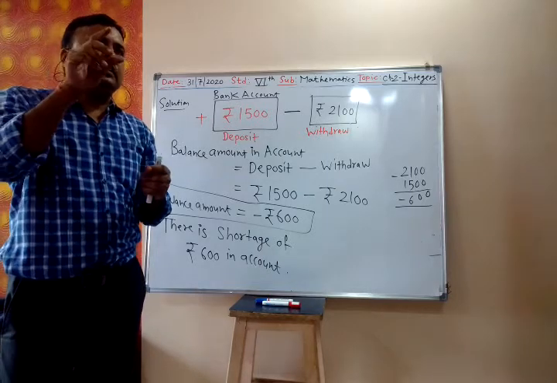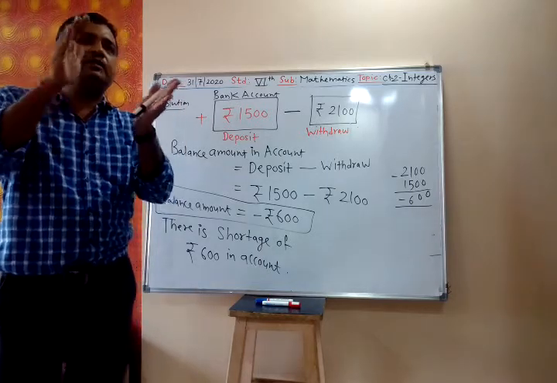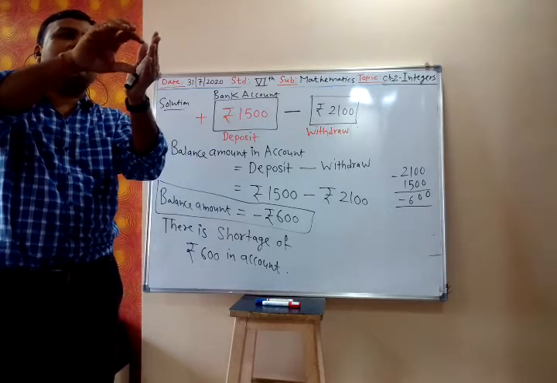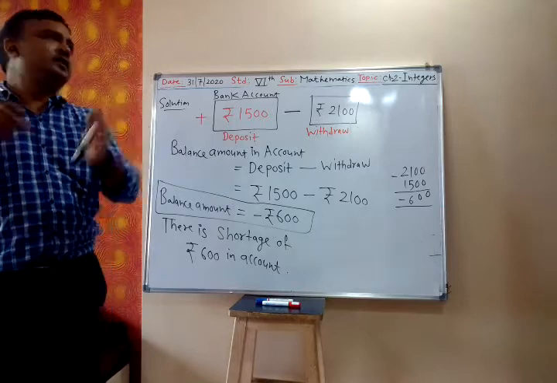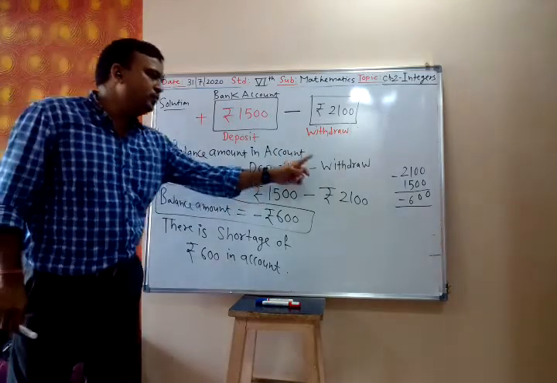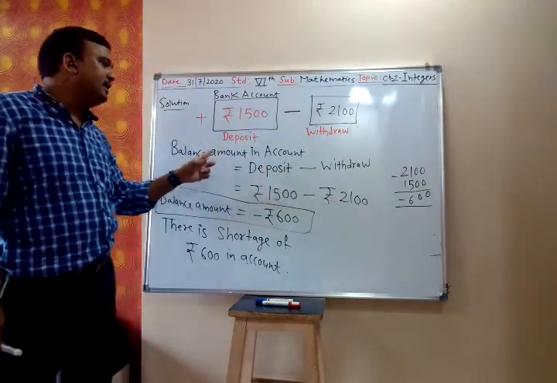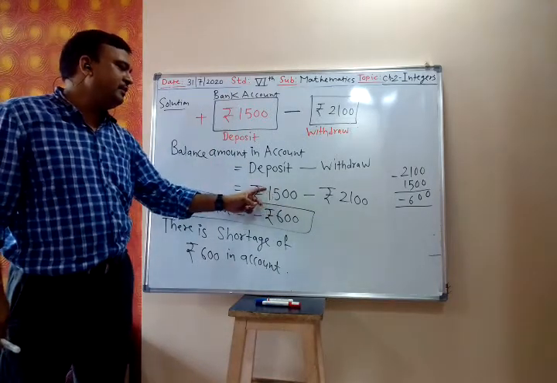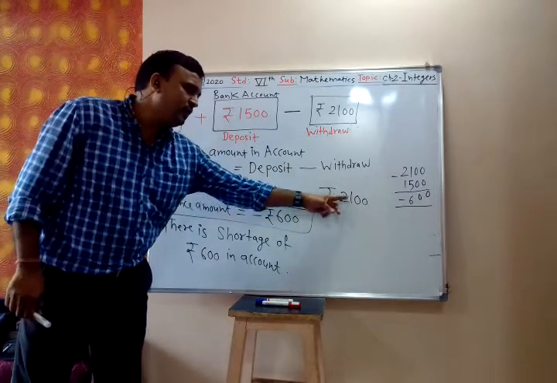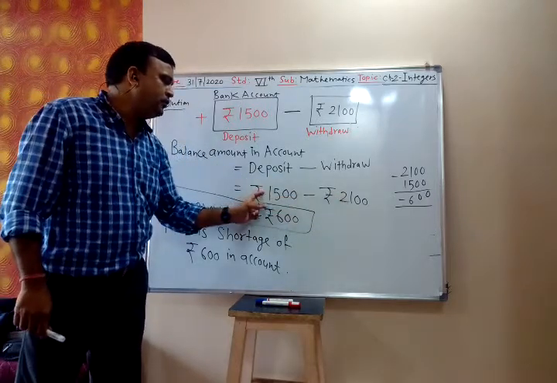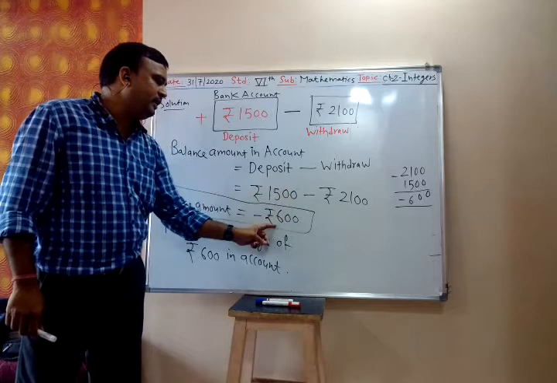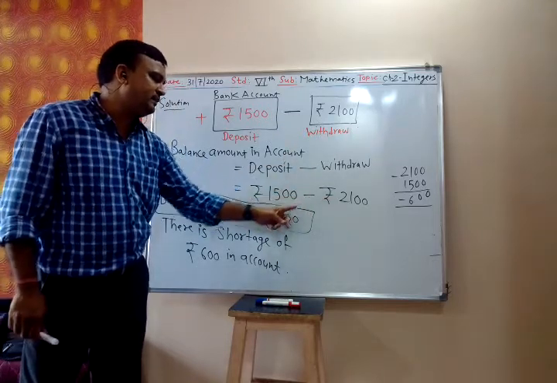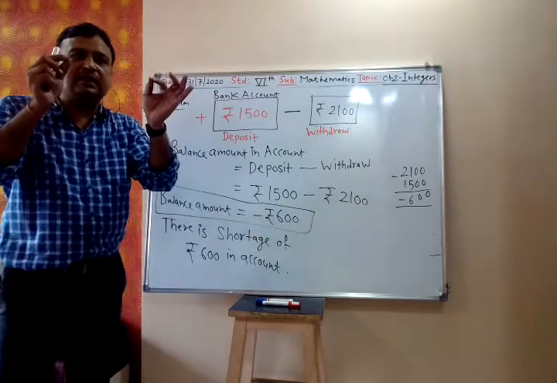In the same way, how much amount is deposited? 1500. From that 1500, we are withdrawing 2100. So 1500 minus 2100 will be the balance amount, that is minus 600. Because 1500 has a plus sign, 2100 has a minus sign. With opposite signs, you subtract the smaller number from the bigger number and take the sign of the bigger number. So minus 600.